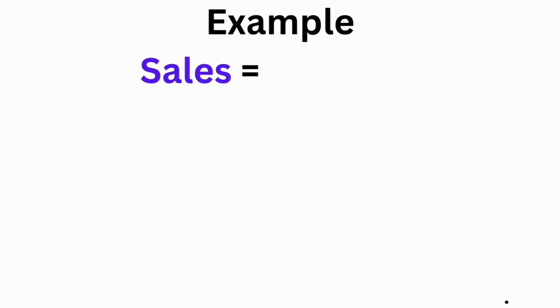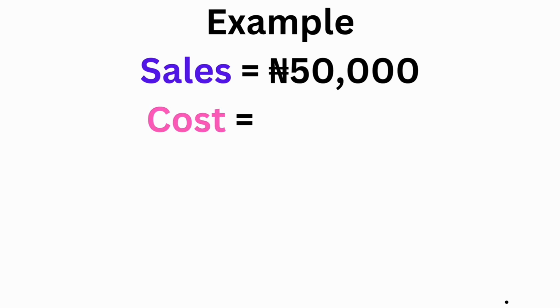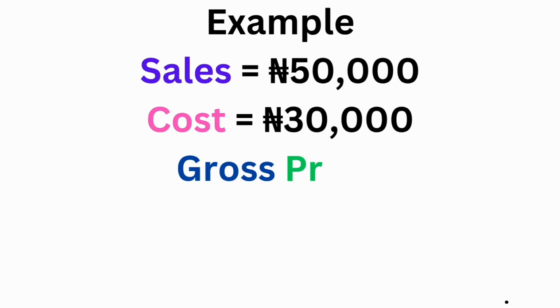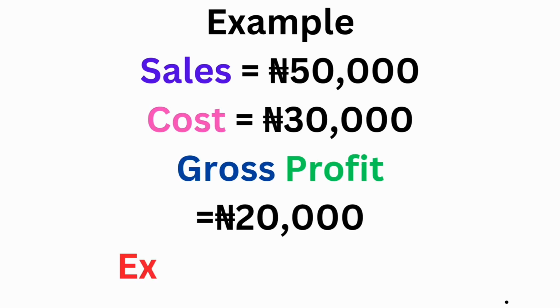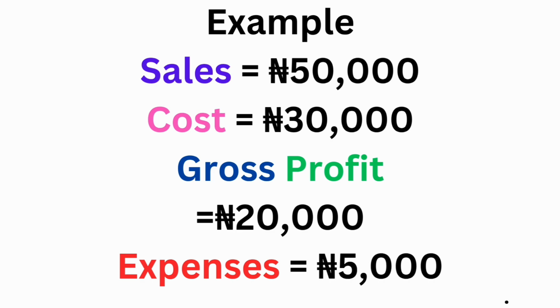Now, let's look at a simple example here. If sales is 50,000 naira and cost of goods sold is 30,000 naira, the gross profit will be 20,000 naira. If expenses is 5,000 naira, the net profit becomes 15,000 naira.